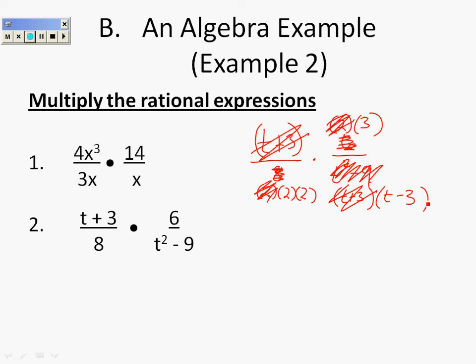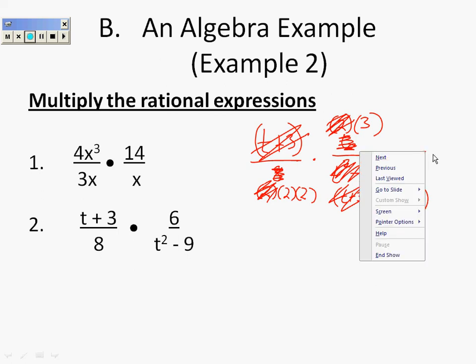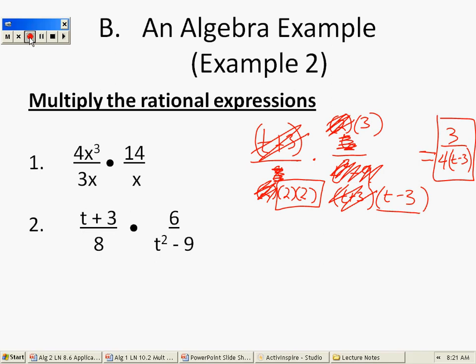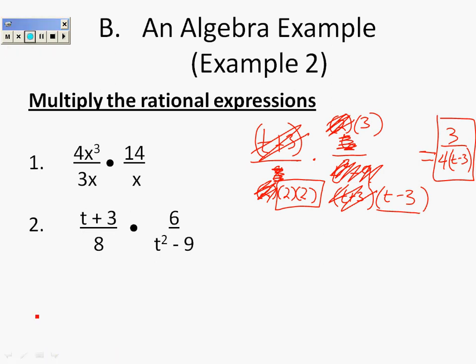So basically, here's our final answer. On the top, I'm left with only a 3. And on the bottom, I've got 2 times 2, which is 4. And then I've also got the t minus 3. So there's your final answer. So here's some for you guys.